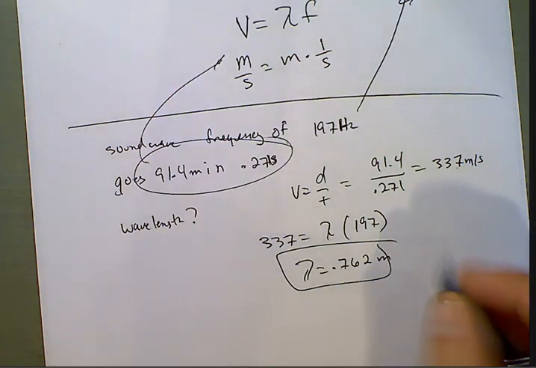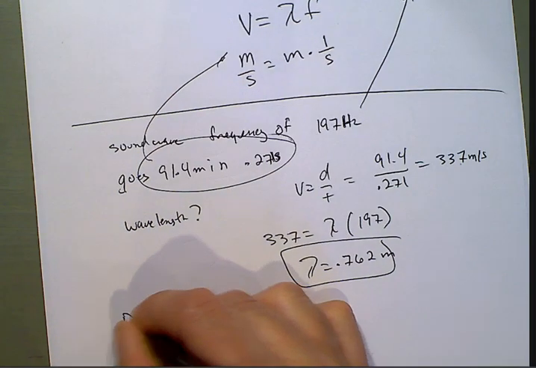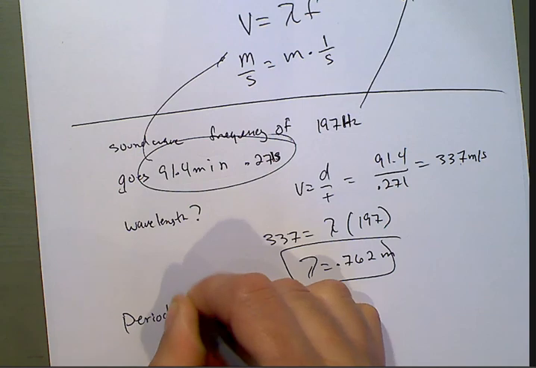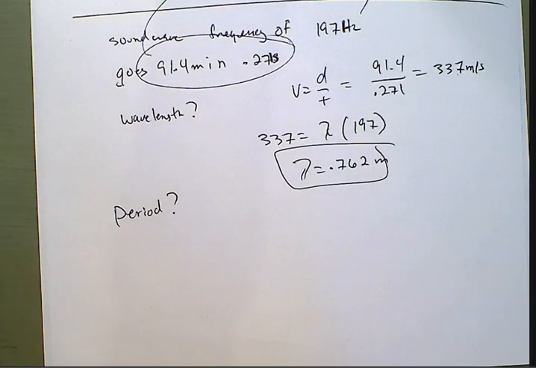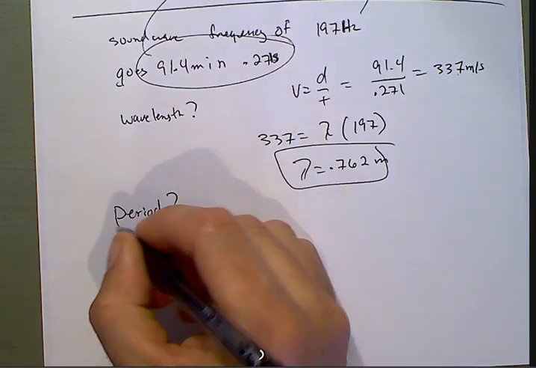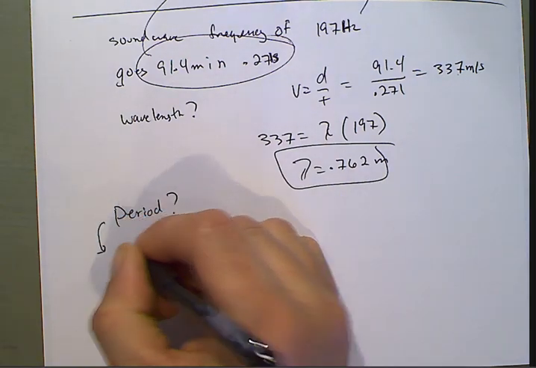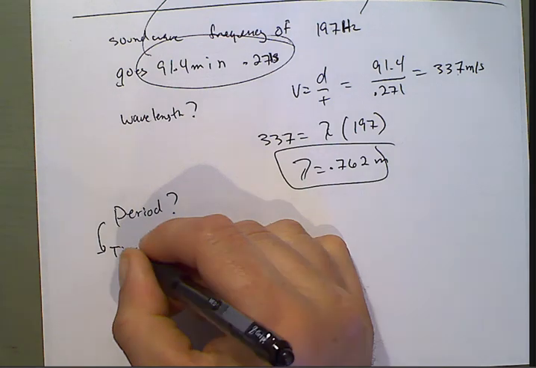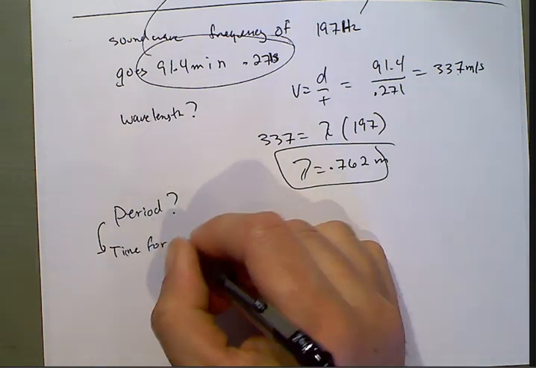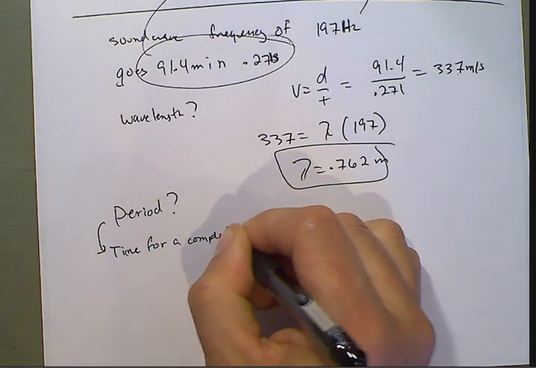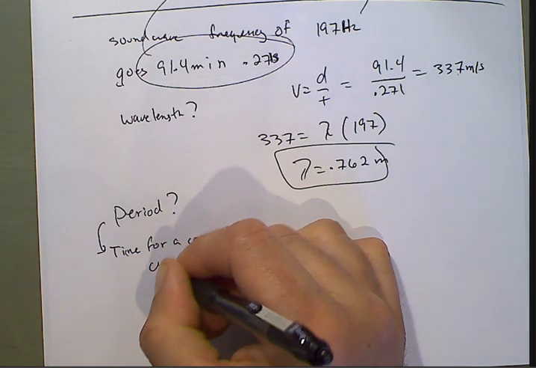The question asks you also for the period, and you might think, what the heck is a period? Well, a period is an amount of time, and so a period always refers to time, and it's the time for a complete cycle, whatever that cycle would be.